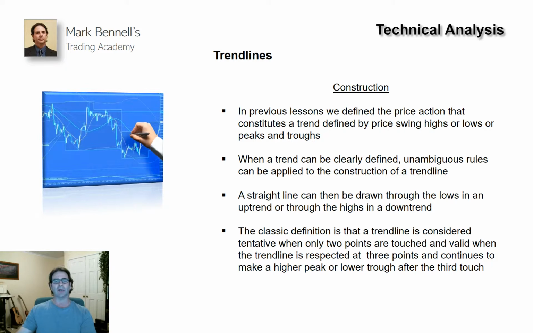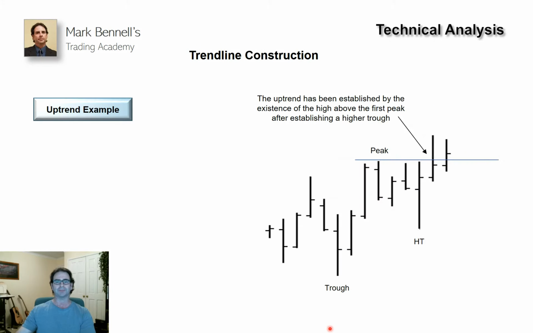Now, the classic definition is that a trend line is considered tentative when only 2 points are touched, and valid when the trend line is respected at 3 points and continues to make a higher peak or lower trough after the third touch. So let's have a look at some examples of this.